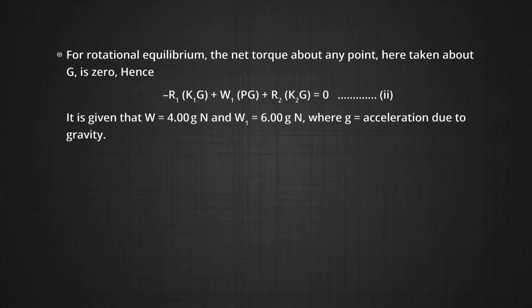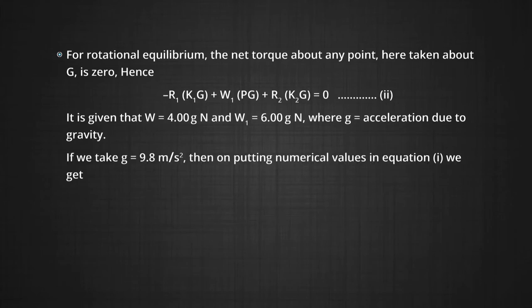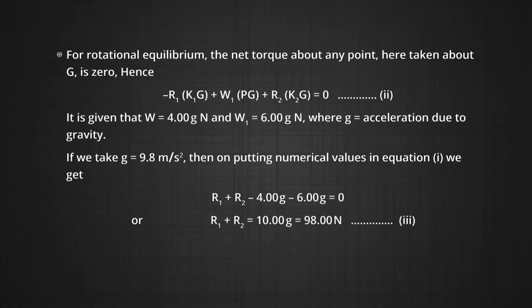It is given that W is equal to 4 small g, that is mg, and W1 is equal to 6 g newton, where small g is the acceleration due to gravity. We take the value of small g to be 9.8 meter per second square. Then if we substitute them in equation 1, we get R1 plus R2 minus 4 g minus 6 g is equal to 0, or R1 plus R2 is equal to 98 newton.